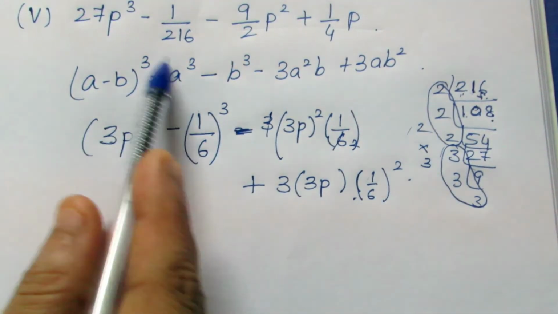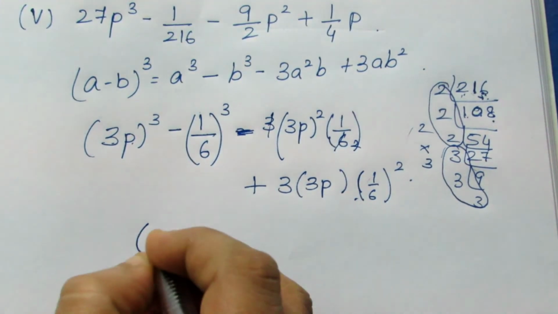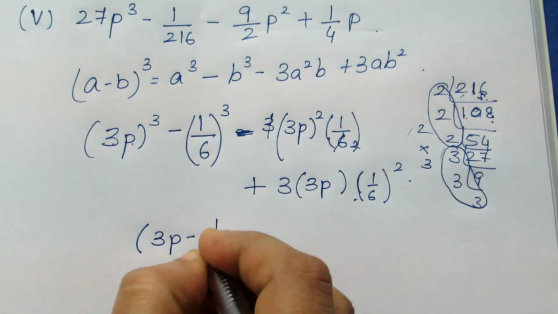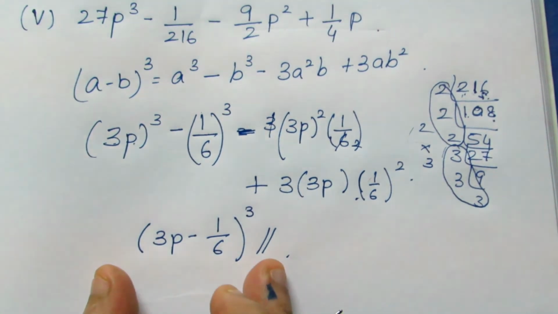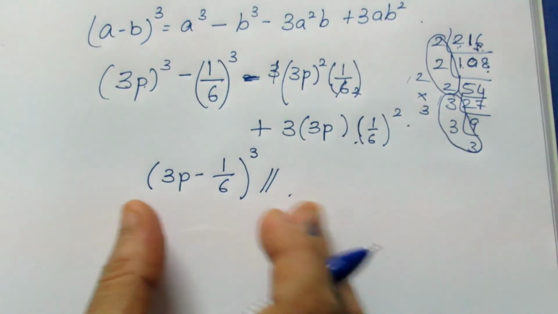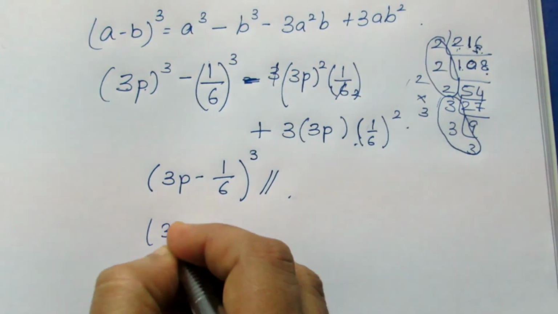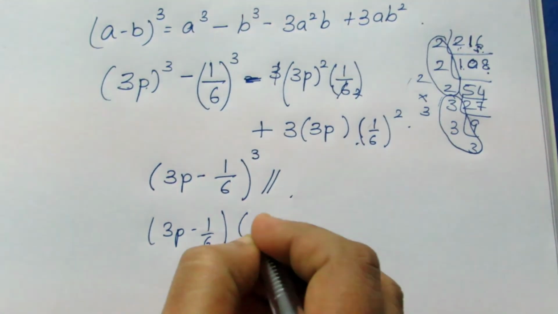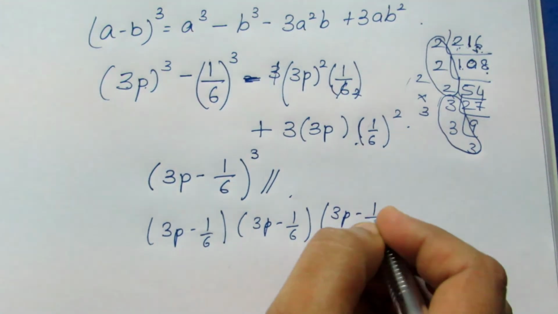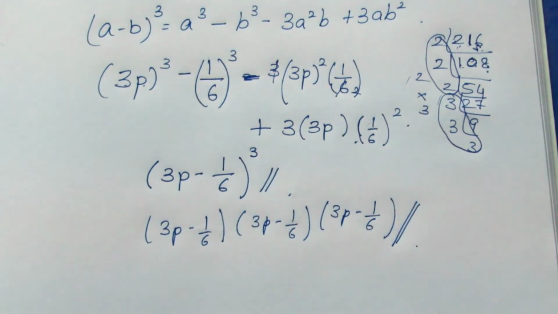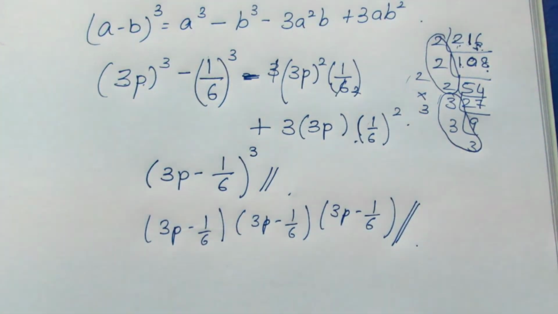We need to complete it in the question form. The question here is 3p minus 1 by 6 the whole cube. Before that, I have completed the answer like this, but it is factorized. We need to write it 3 times. So 3p minus 1 by 6 into 3p minus 1 by 6 into 3p minus 1 by 6 is the final answer for the sum. That's all with this sum. Thank you.